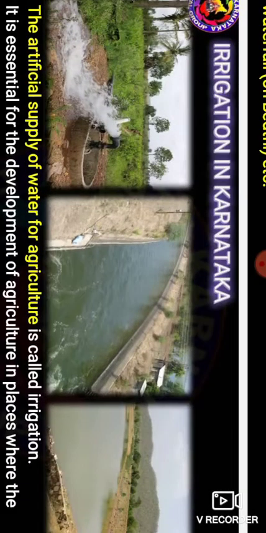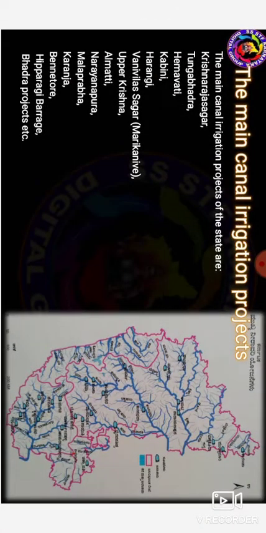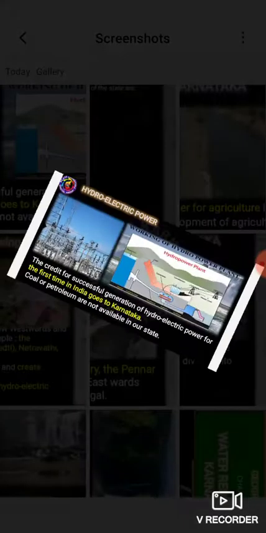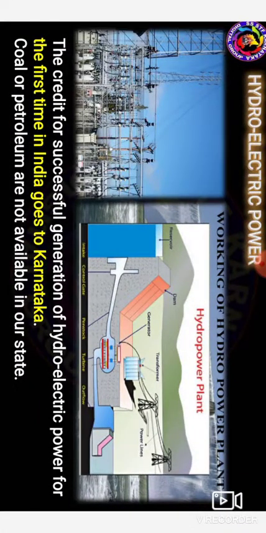And then the different types of irrigation in Karnataka. What are the different types we use for irrigation at the agricultural level? These are the things we studied in our previous class, along with the main irrigation projects of Karnataka. But today, let me discuss the concept of hydroelectric power.